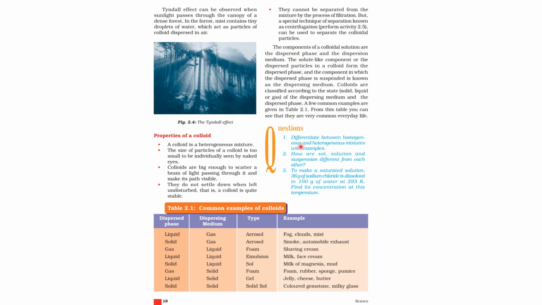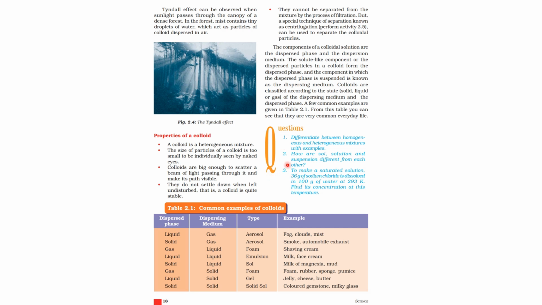Heterogeneous mixture: non-uniform composition throughout the mixture. That means they do not have a uniform composition throughout the mixture. Their components can be separated by the filtration method. Examples: mixture of sulfur powder and iron filings, kerosene oil and water.